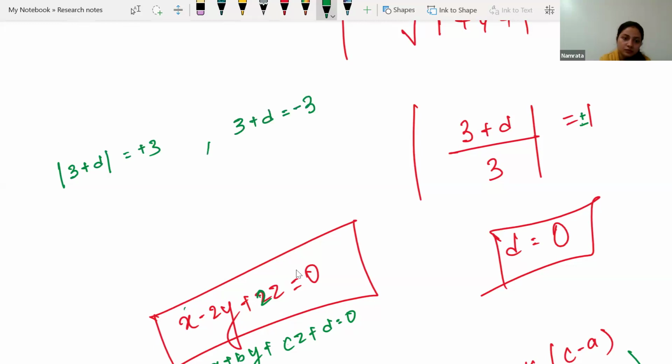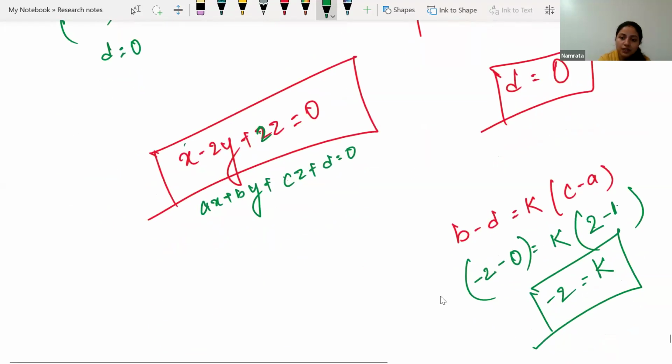So for d we got either 0, or we got d as negative 6. If we take negative 6 for d, then minus of minus 6 means plus 6, and we are getting a positive answer from here. 6 minus 2, that is plus 4. I believe this one must be there in the options. K value is 4.